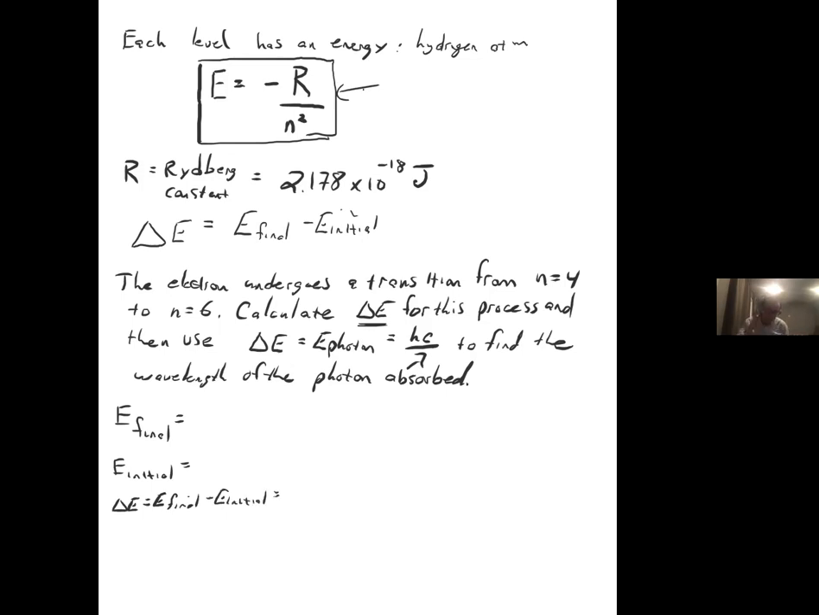Okay, so let's do E final. The electron goes from n equals 4 to n equals 6. So 6 is final and 4 is initial. It's going from initial to final.